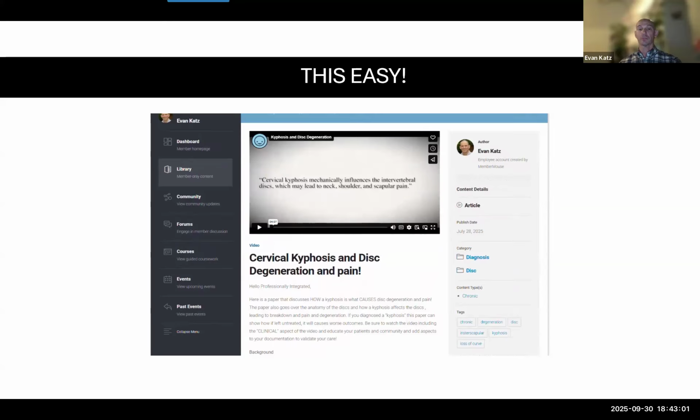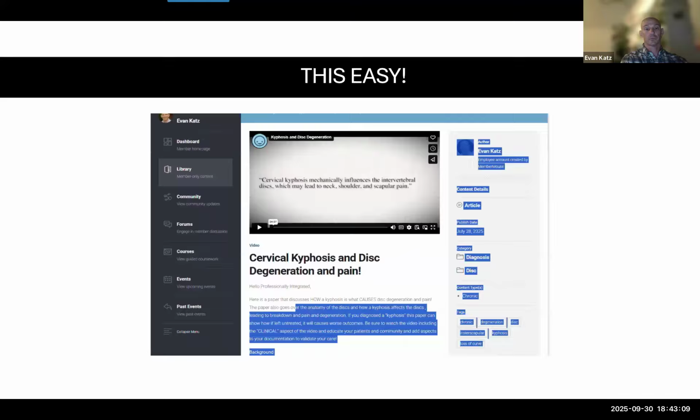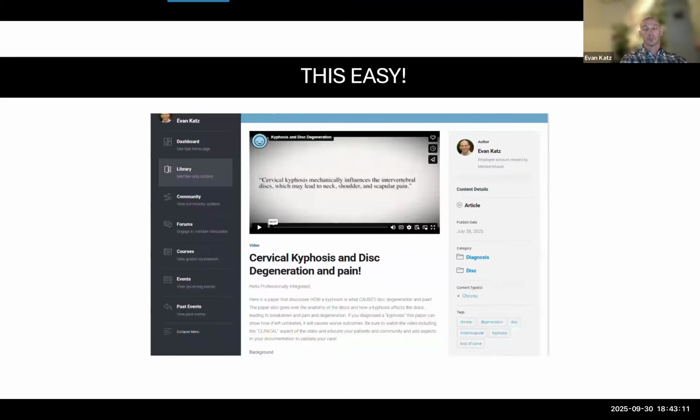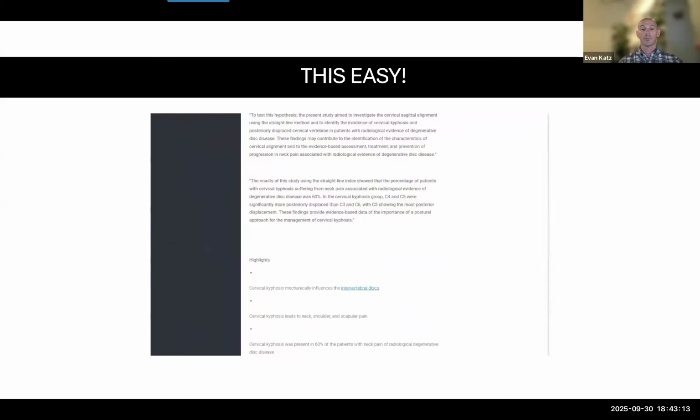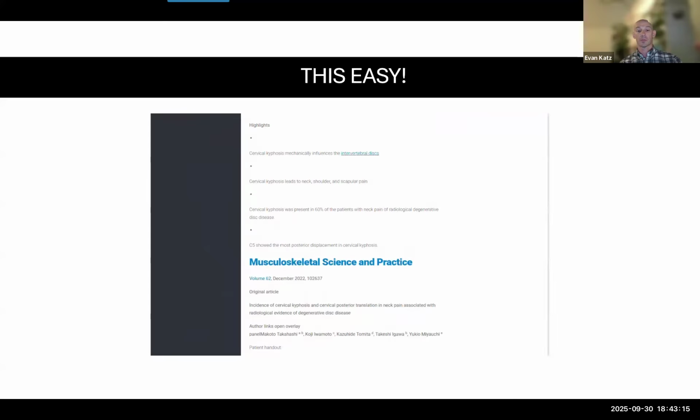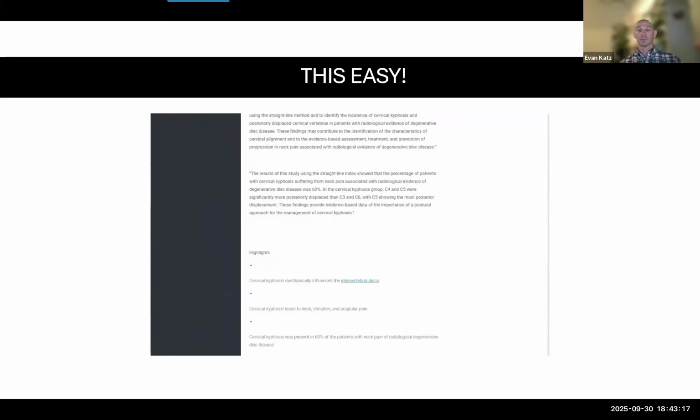You discuss causation if it was after a crash, and if it's not after a crash, show your patient this. Oh, you're diagnosed with disc pathology. Yeah, you also have a loss of curve. Two things are linked. And that's not just me saying it. Yes, I see it in my office, but this is also what the Journal of Musculoskeletal Science and Practice discusses.